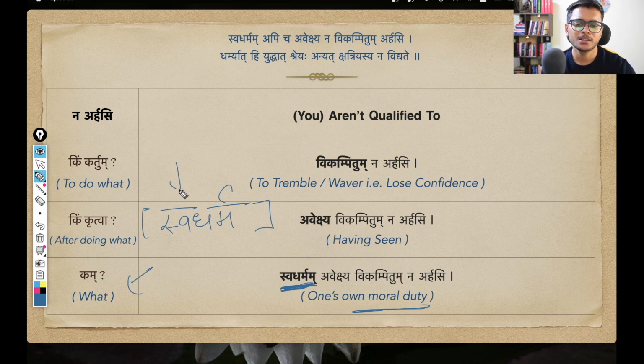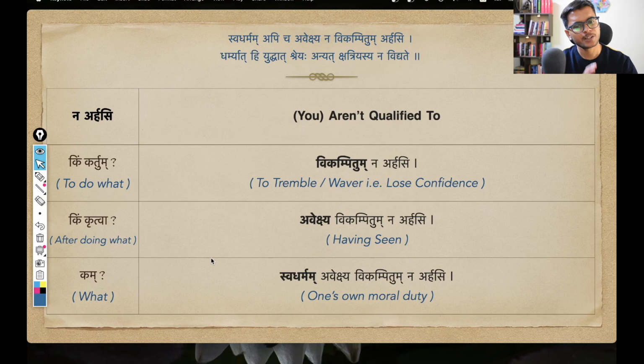Okay, and grammatically this swadharma is being used as an object of this avekshya. That after seeing swadharma, so this is the object here. So that is why this swadharma is being used in dutiya vibhakti ekvachanam. Swadharma changes into swadharmam, dutiya vibhakti, because it is the karma of this kridanta avekshya. And again, as we discussed, Krishna is saying having seen your own moral duty.